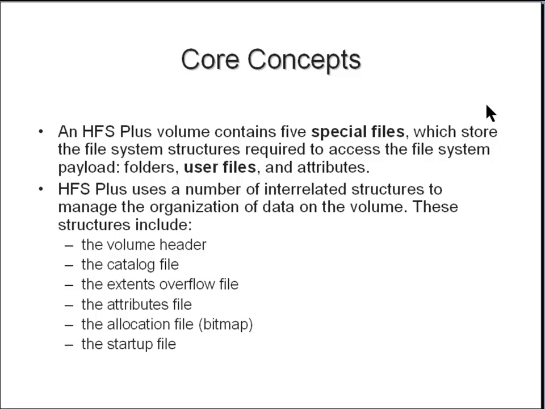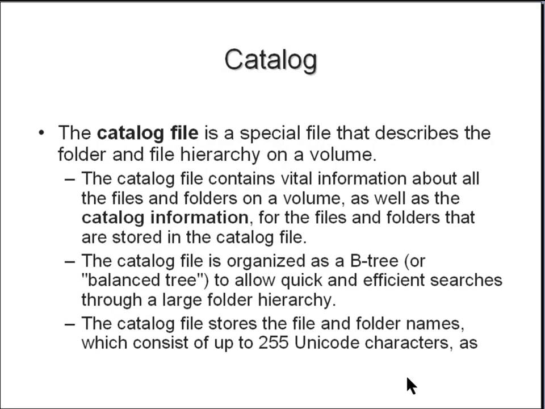And these special files are called the volume header, the catalog file, the extents overflow file, the attributes file, the allocation file or the bitmap file, and the startup file, which we just mentioned. As we go through these, try to think about how these map to the concepts we had before under FAT and NTFS. As we'll see, obviously there's going to be some similarities between them.